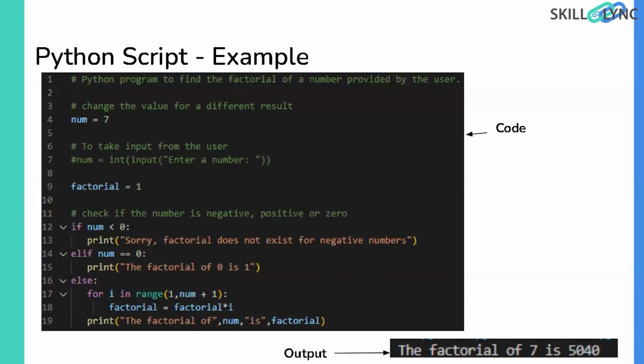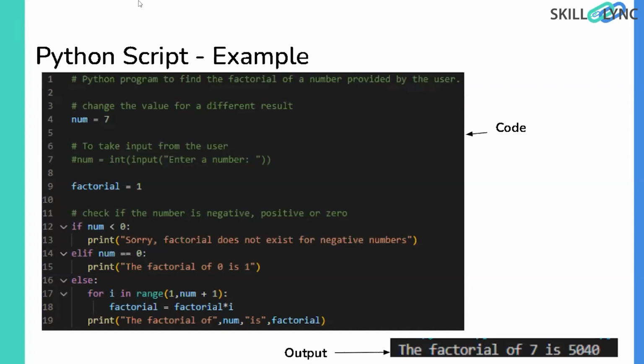So here, num is equal to 7. The comment says change the value for a different result. This is pretty straightforward, right? If you had to figure this out on your own, you might take 5 minutes, or if you're a beginner, a couple of minutes to figure out that num equals 7, and if I change this, you'll get a different result. But with the comment, it makes it very obvious that when you change this num equals 7 assignment to a different value, you will get a different result. And here we also see a comment, to take input from the user. This is an alternate to lines 6 and 7.